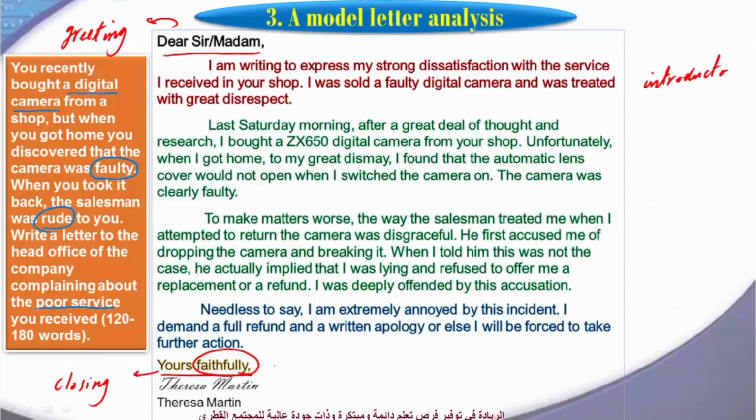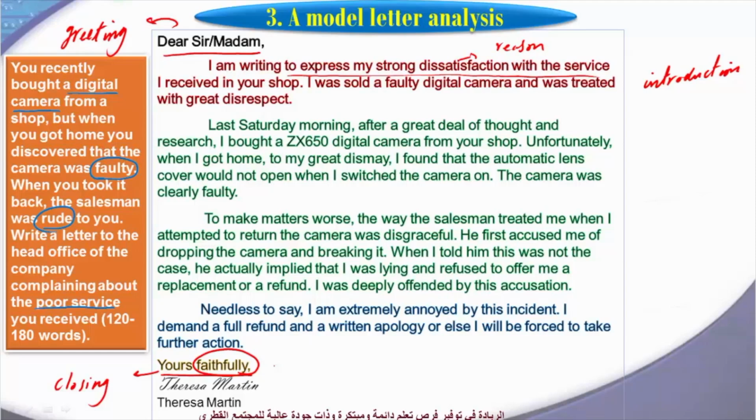In the introduction, we mention the reason for writing. "I'm writing to express my strong dissatisfaction with the service I received in your shop. I was sold a faulty digital camera and was treated with great disrespect." Here you mention what? The reason for writing, why you write such a letter.